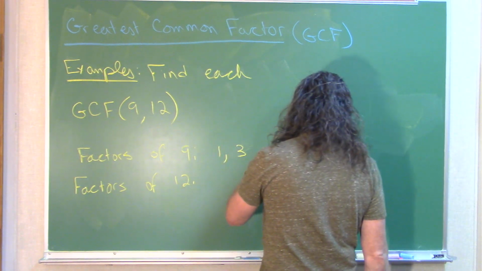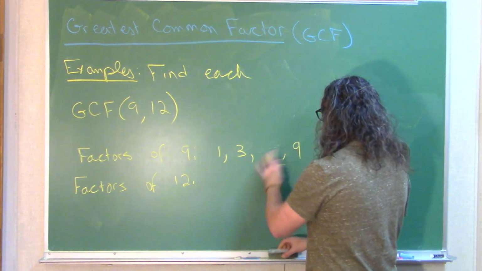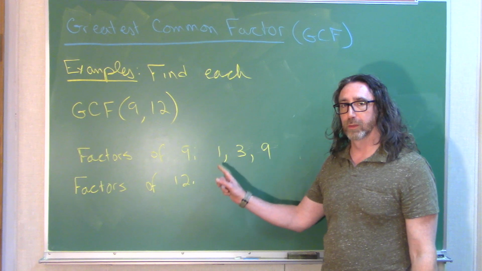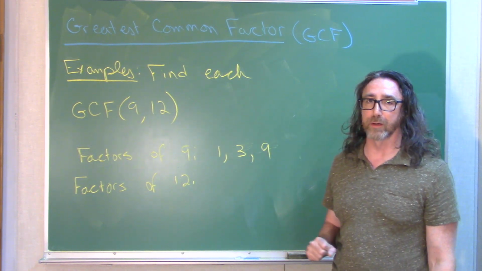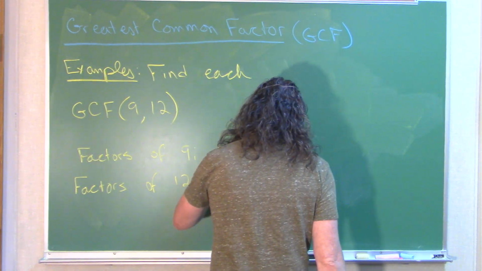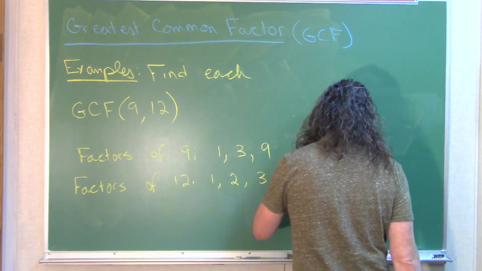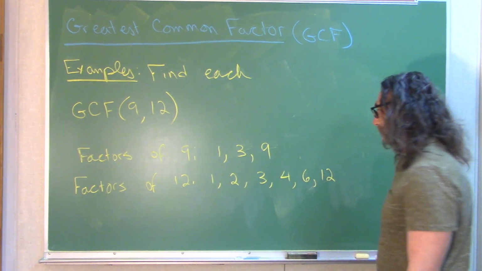Not too many factors of 9. You have 1 and 9, and 3 and 3. I'm going to cheat a little bit and just list the 3 once. So 1, 3, 9. Those are the factors of 9. Factors of 12: it has more. 1, 2, 3, 4, 6, and 12 itself.